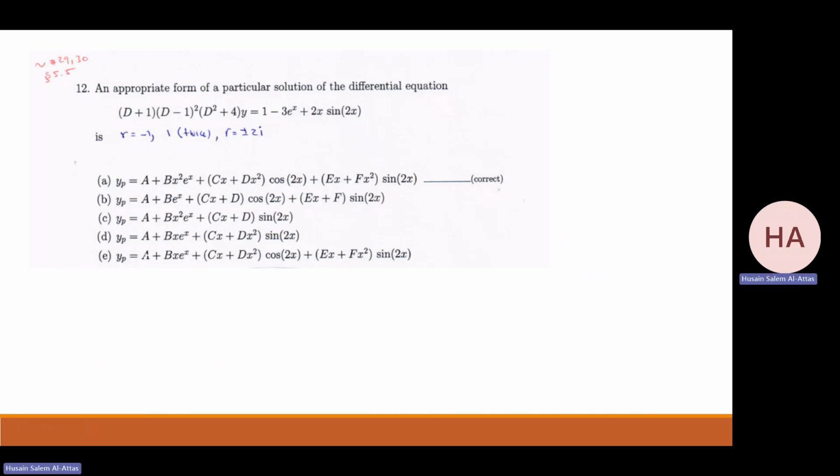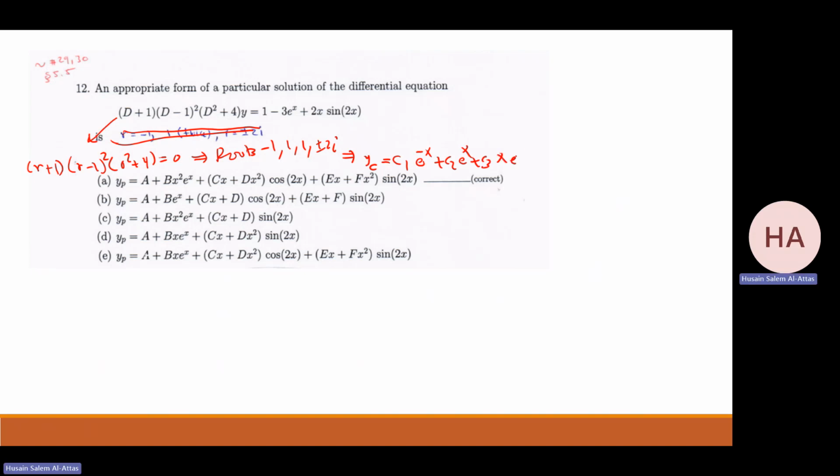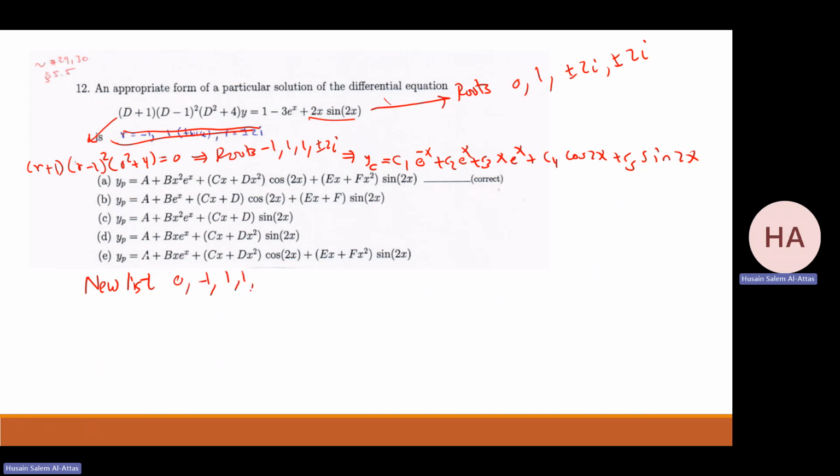Abbreviated form, that will make it easier. Okay, so what are the roots from here? The roots from here, I have r plus 1, r minus 1 squared, r squared plus 4 equals 0. So roots: minus 1, 1, 1, plus or minus 2i. So yc is C1 e to the minus x, x e to the x, cosine 2x, sine 2x. What are the roots from here? I have 0, 1. Here I have plus or minus 2i two times. So this is my new list: 0, minus 1, 1, 1, 1. I have 2 from here and 1 from here, and plus or minus 2i 3 times.